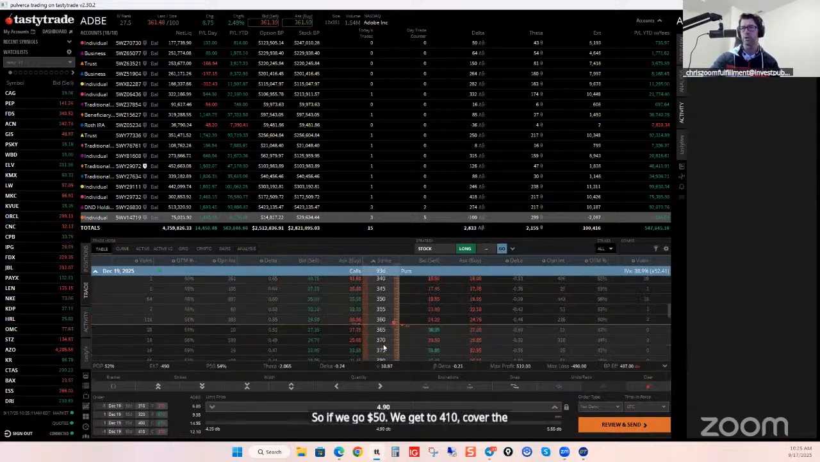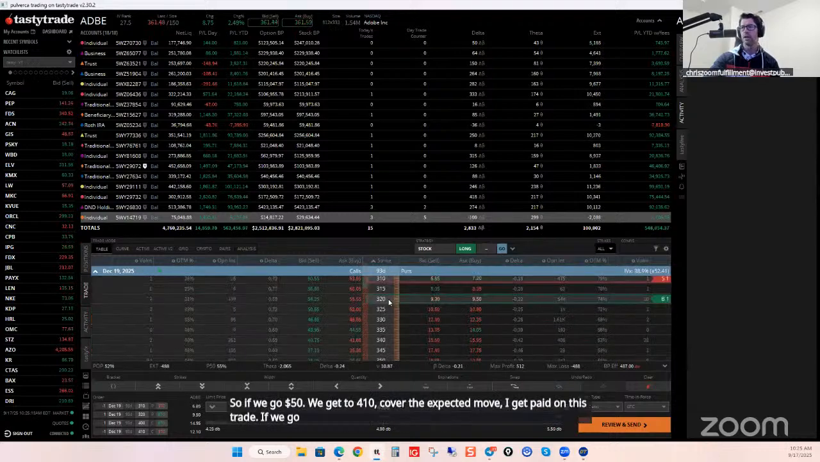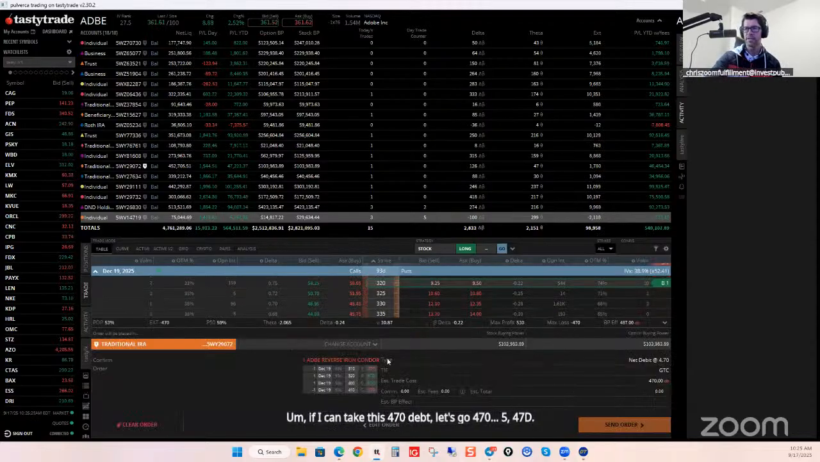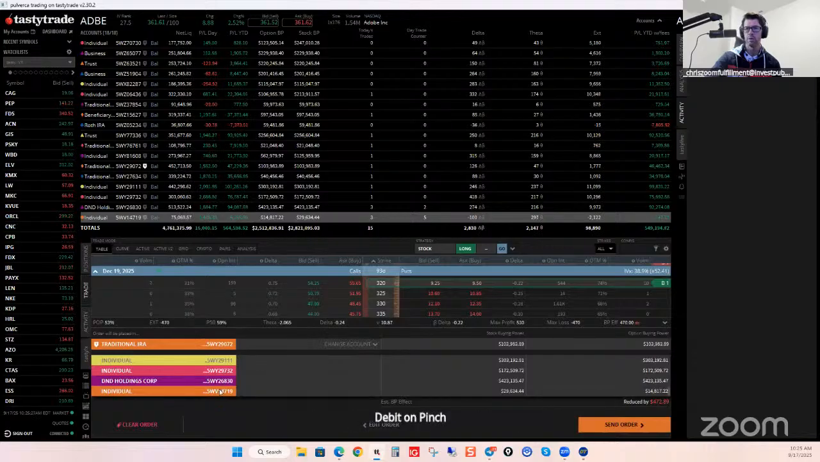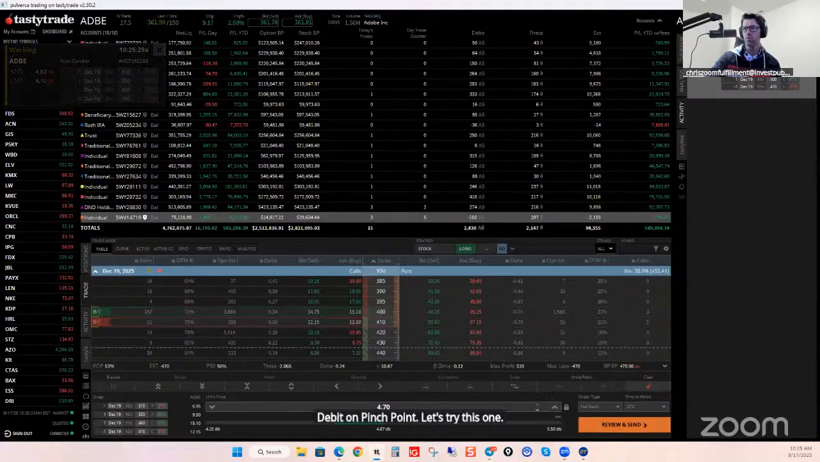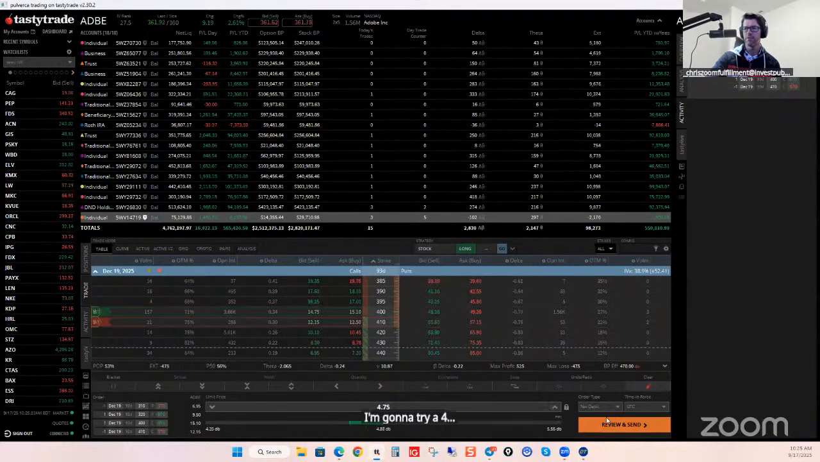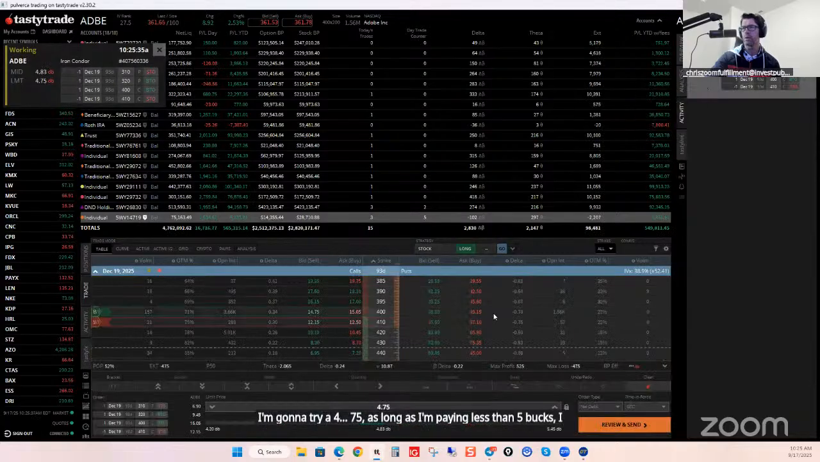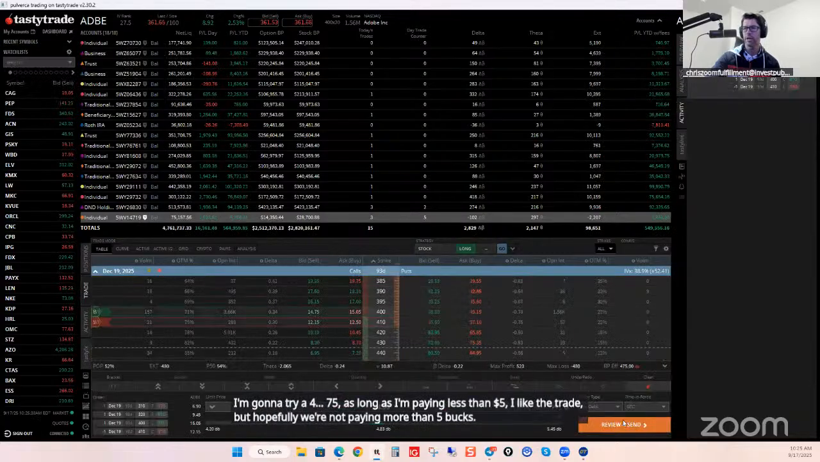I get paid on this trade. If we go $50, that gets me down to 310. That gets paid in this trade. If I can take this 470 debit, let's go. 470 debit on pinch point. Let's try this one. I'm going to try a 475. As long as I'm paying less than $5, I like the trade, but hopefully we're not paying more than $5. I'm going to try a 480.